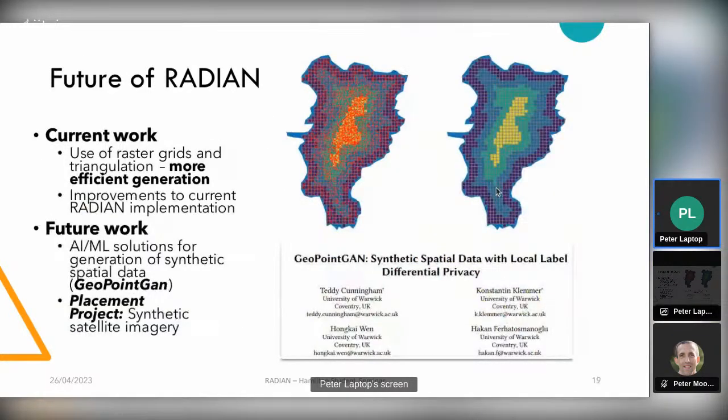So, looking towards the future of Radian, Peter mentioned my placement in Met Éireann, which I'm just finishing up this week. The current work, or what we've been doing this year on Radian, is trying out some different methods of generation. I've gone through the Voronoi method of breaking things up. I've also been looking at using raster grids because it's a lot easier to just generate these squares. And as I mentioned earlier with the bounding box example, it's much easier to just generate a point in a square, especially if you don't have to worry about then doing a join to check if it's in the square.